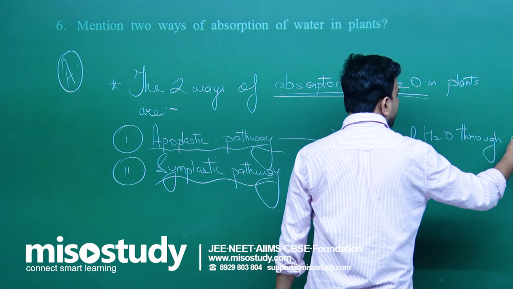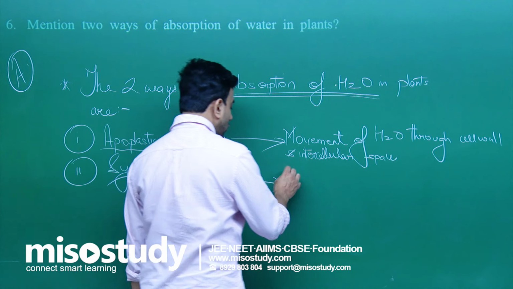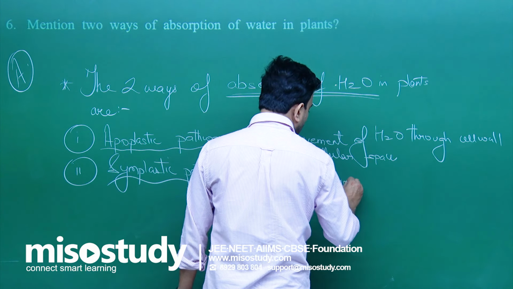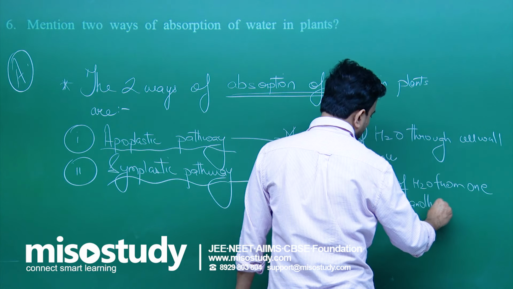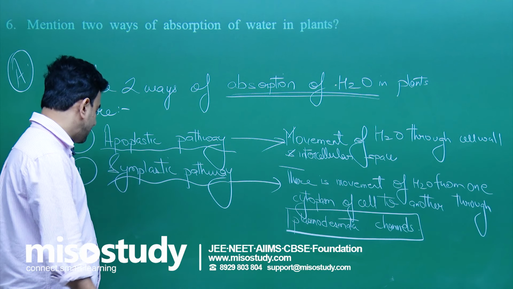However, in the symplastic pathway, we will see that there is movement of water within the cell, and then from the cytoplasm of one cell to another through channels called plasmodesmata. So these are the two ways of absorption of water in plants.